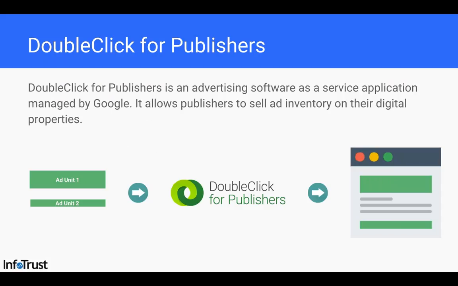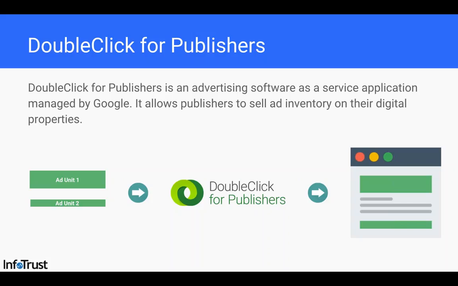So I'm assuming everyone in attendance today knows what DoubleClick for Publishers is. If you don't, it is an advertising software as a service that's managed by Google. It was actually a standalone company before Google bought them in March of 2008. And then later in 2010, Google relaunched it as DoubleClick for Publishers and also DoubleClick for Publishers Small Business. So there's two different versions of DoubleClick there.